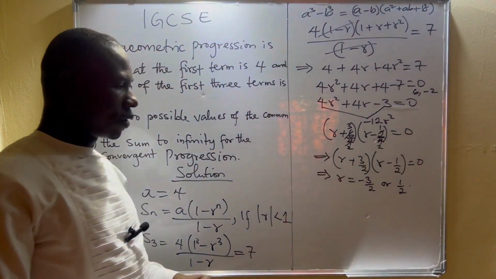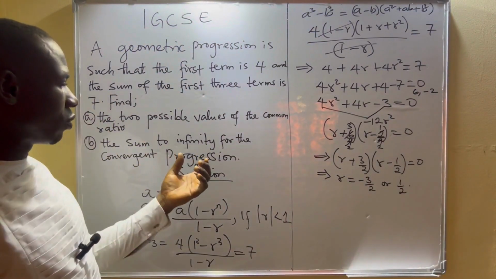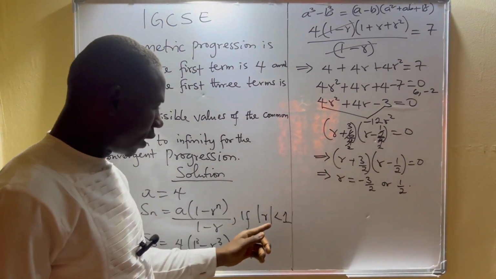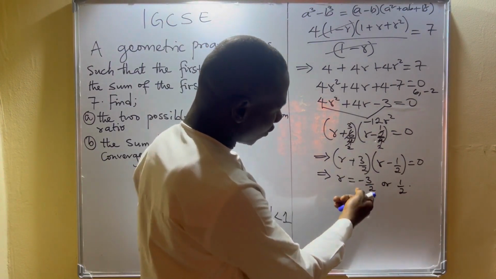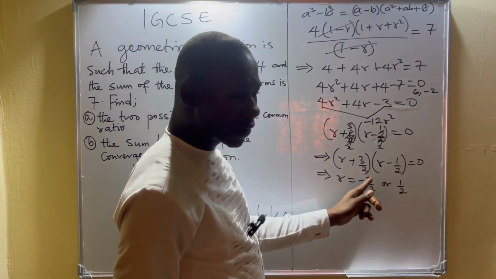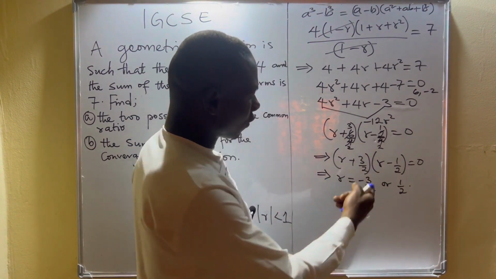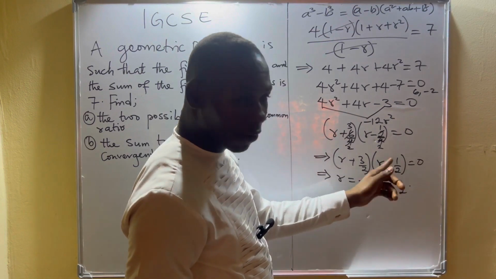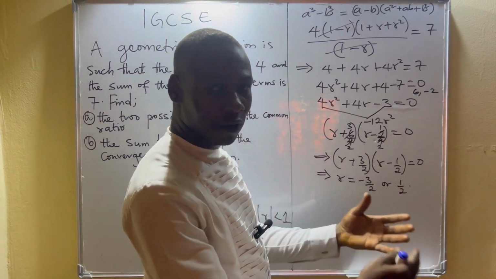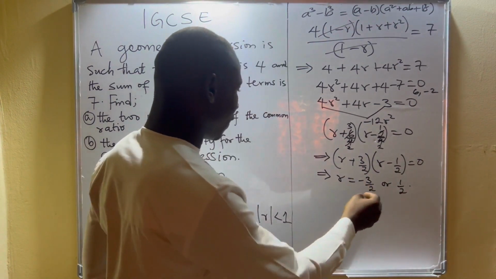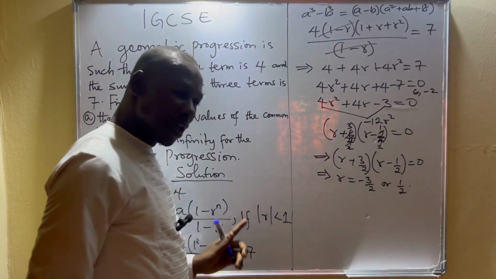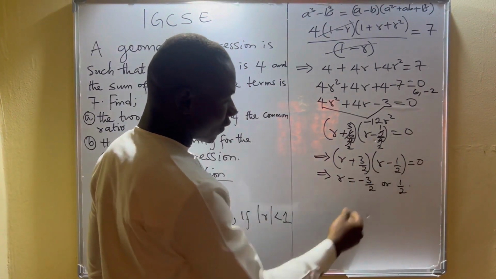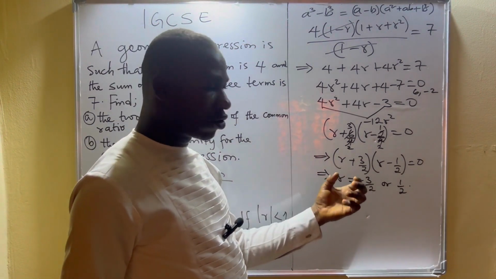So if you watch, for the progression to be convergent, it means that the absolute value of r must be less than 1. So let's check for the absolute value. The absolute value of minus 3 over 2 will give us 3 over 2, which is greater than 1. Then the absolute value of a half will still give us a half, which is less than 1. So in this case, working with this r will make this progression convergent. If you work with the other r, it will make the progression divergent.